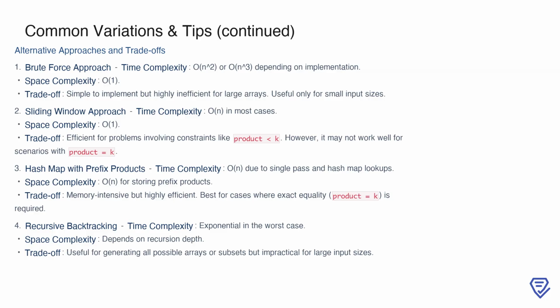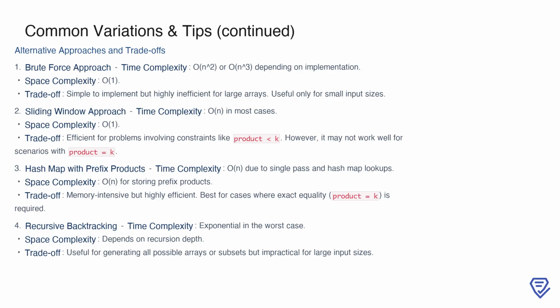A more optimized method is the sliding window approach, which reduces the time complexity to O(n) in most cases and uses constant space. It's especially effective when dealing with constraints like product less than K, but it may not work as well for cases requiring product equals K. Another powerful method is using a hash map with prefix products, which achieves O(n) time complexity by speeding up lookups. The trade-off here is the additional memory required to store prefix products, making it more memory-intensive.